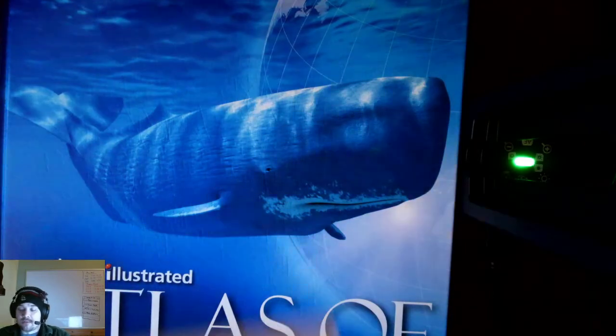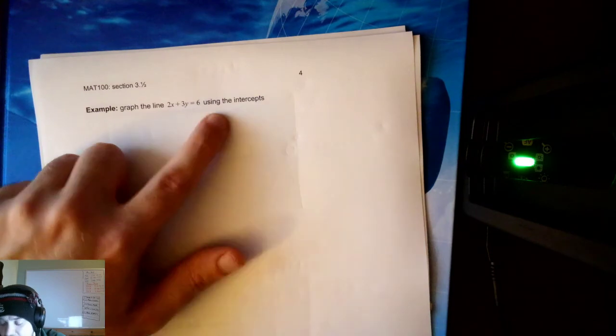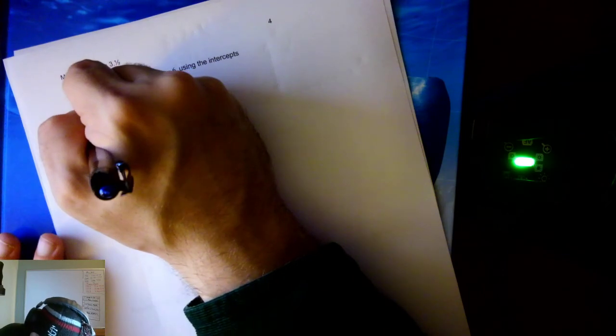So we have one more example. We have the line 2x plus 3y equals 6, and we want to graph it using the intercepts. So the first thing I'm going to do is find the x-intercept. For the x-intercept, I remember that I want to find what's going on when y equals 0. So I'm going to take my equation, 2x plus 3 times 0, and that should equal 6. 3 times 0 is 0, and that should equal 6.